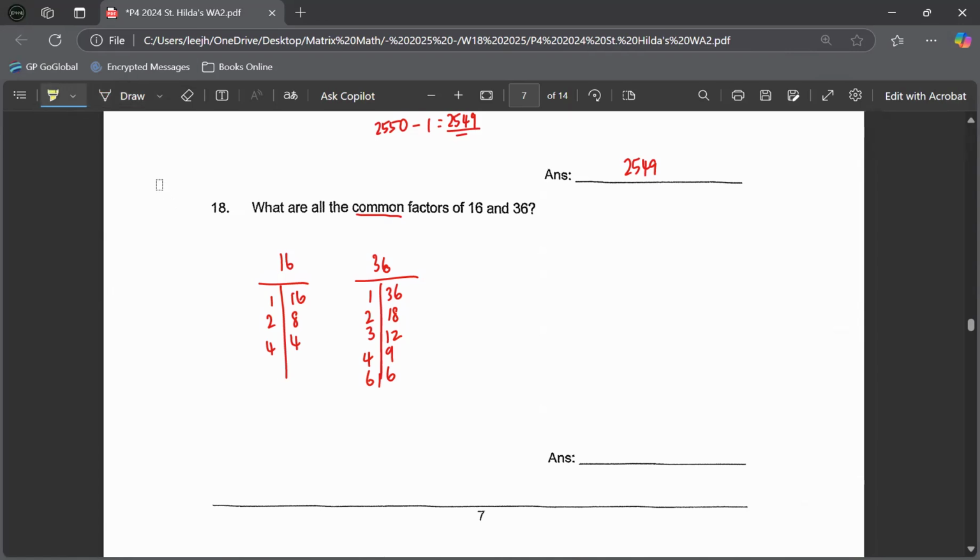So common ones will be 1, 2, because it appears on both, right? 4, just one 4 will do, no need two of them. Okay, and is there another one? Any more? No, no more. So it's just 1, 2, and 4. These are the common ones. So it's label 1, 2, 4. Okay.